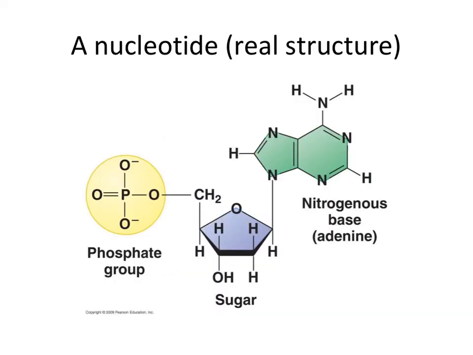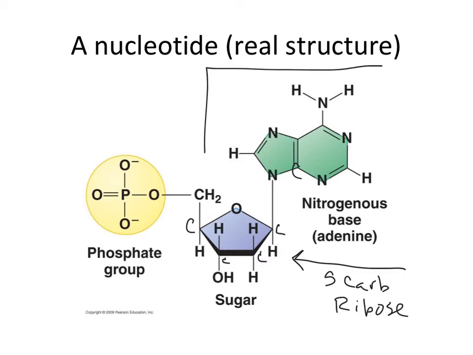Here's a more detailed image of a nucleotide. Please remember that every time you don't see a letter in these bonds, that's a carbon. And so what we want to point out first is we have a sugar here, but this is a 5-carbon sugar called a ribose. So the specific type is ribose here.